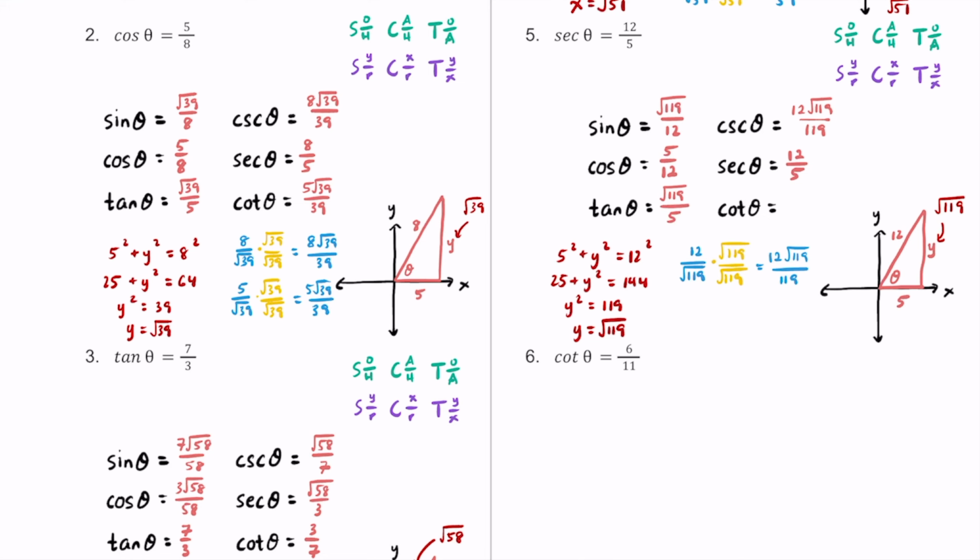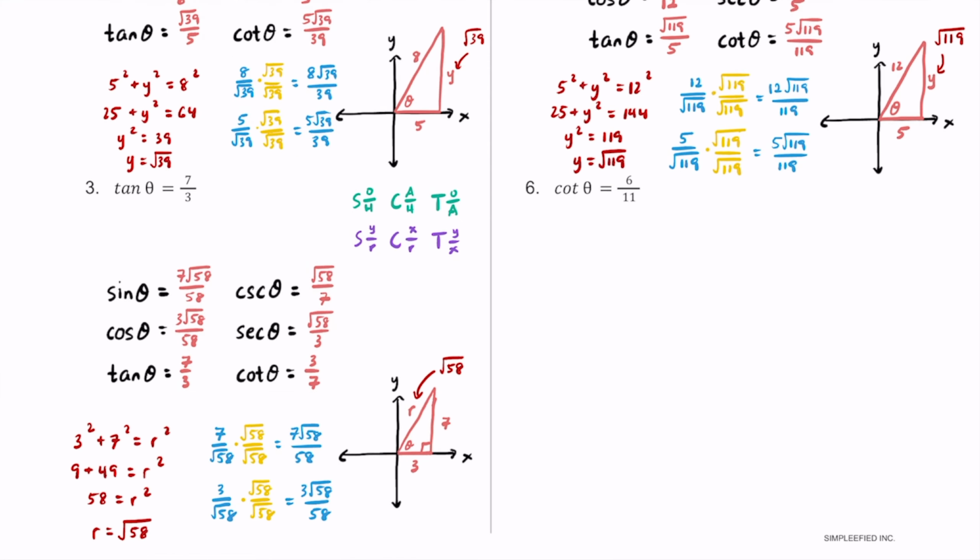Now for cotangent, let's make sure we flip that upside down to find the reciprocal. So that's going to be 5 over the square root of 119. And then we can rationalize this just like we did earlier, multiply by root 119 over itself. When we do that, we're just going to get 5 times the square root of 119 over 119. Go ahead and write that in here. And now we have all 6 trig ratios.